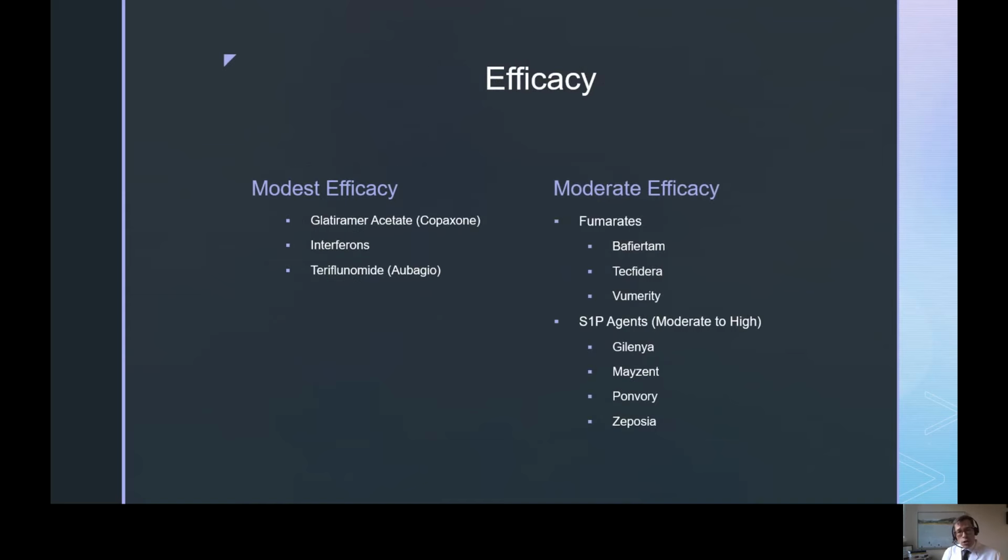So I like to break the medication into roughly 3 categories. Medicines that have modest efficacy include Glatiramer acetate, which is Copaxone, the Interferons, and then Teriflunomide, which is Aubagio. These medications are ideal for newly diagnosed patients that are presenting with mild symptoms, maybe only a few MRI lesions. Then there's a class that I term moderate efficacy, and that would be the Fumarates and the S1P agents. And most people would agree that the S1P agents are probably a little bit more effective than the Fumarates.